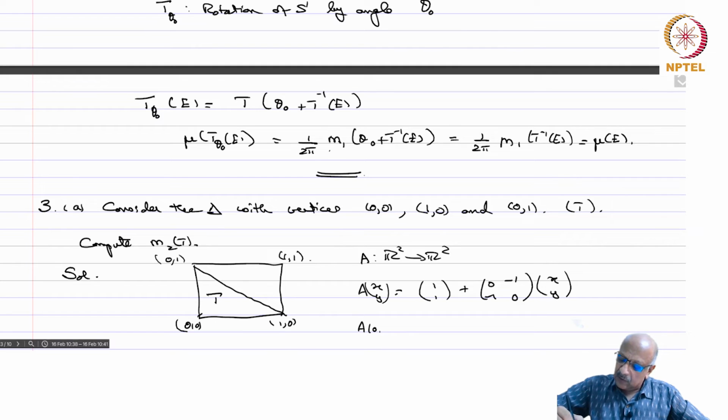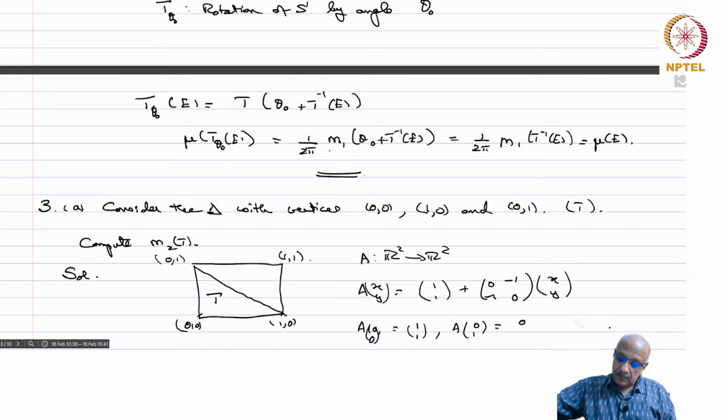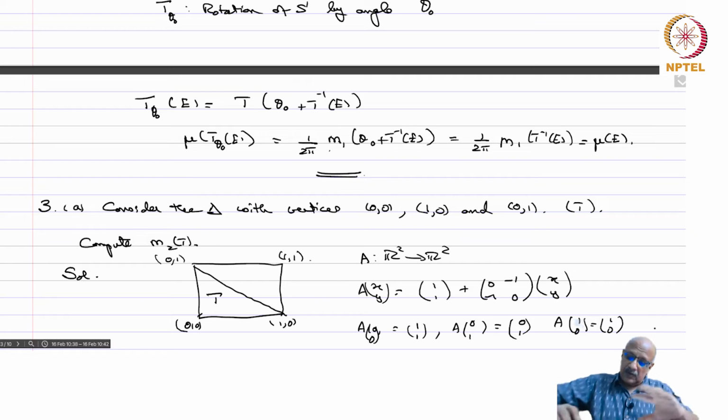So then you have A(0,0) equals (1,1), A of (0,1) is, here you get minus 1 plus 1, that will give you 0, and 1 will give you 1, 0. So it's just a reflection of these two.